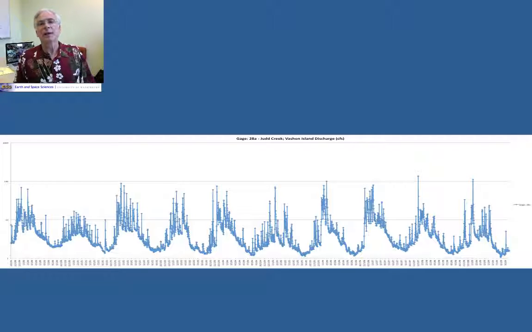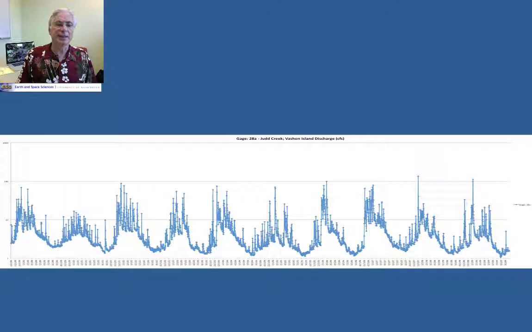In this plot, I've taken King County data from Judd Creek, and in fact this is the record that you'll use in your homework. This is Vashon Island, Judd Creek, the largest watershed on Vashon Island, and this represents a number of water years. Count the peaks there: 1, 2, 3, 4, 5, 6, 7, 8, 9. It's 9 water years worth of data.